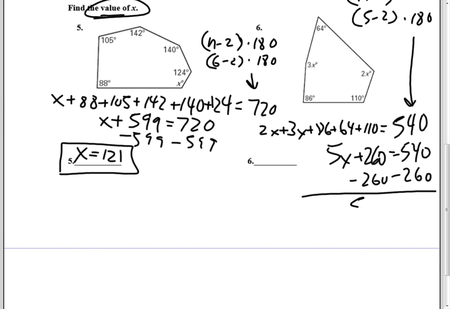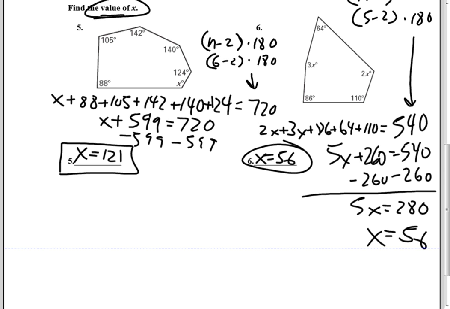Little subtraction. X equals 56. Once again, it's just a value. Pay attention to directions. Don't assume that the problem just stops there. Maybe you have to take it a bit further and actually figure out the angle measures. In this problem, you didn't. But pay attention. Page 2.